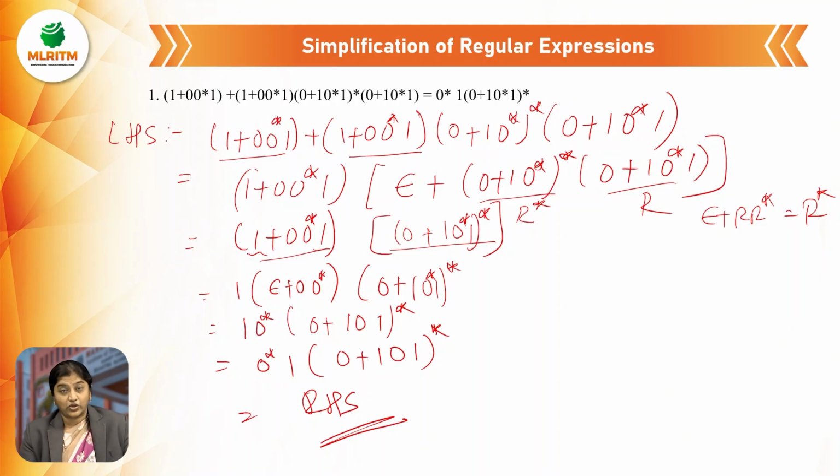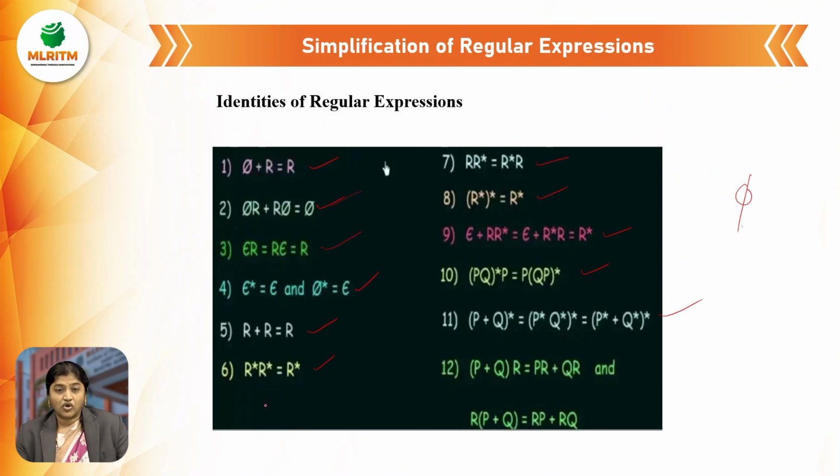Epsilon plus R star, because 1 is common. So we have taken 1 common here: epsilon plus 0 0 star, and this we have kept as it is. So 1, this is again in the form of epsilon plus R star, which is nothing but equal to R star, right? So 1 0 star, and this we have kept as it is, 0 plus 1 0 1 whole star. So this we have rearranged: 0 star 1 0 plus 1 0 1 whole star, which is nothing but equal to RHS. So we should have the idea of these identities. If we know all these identities, we can solve the problems.